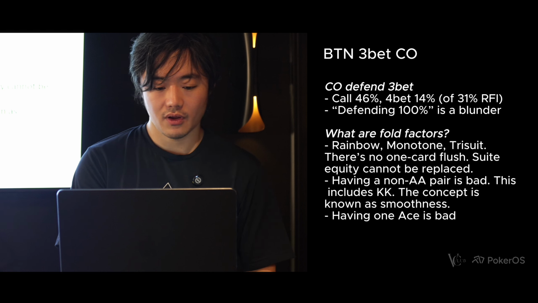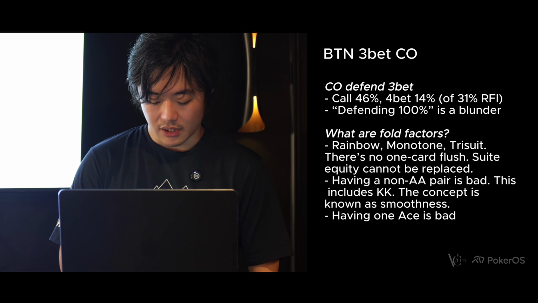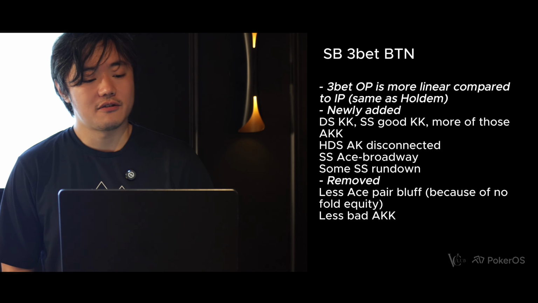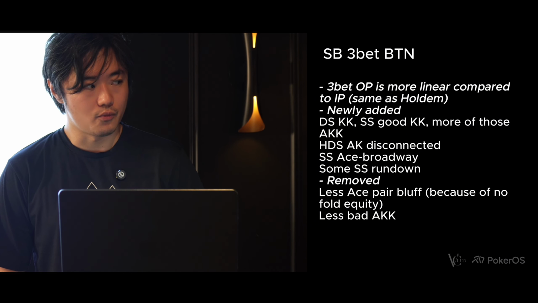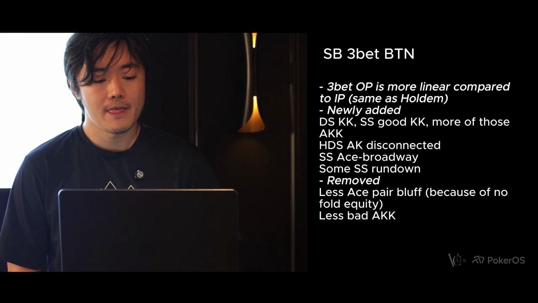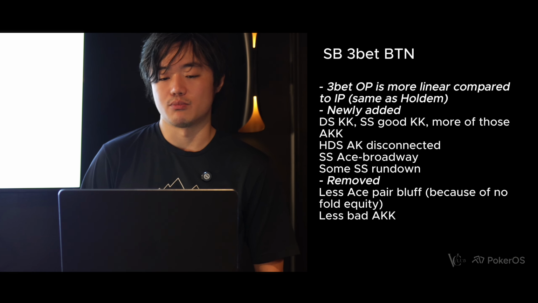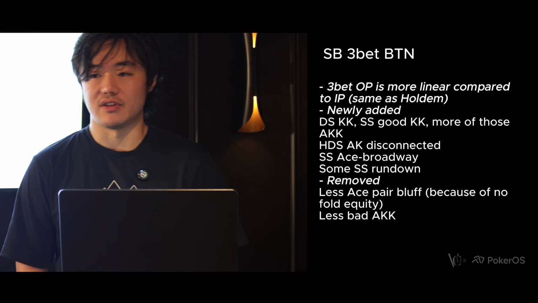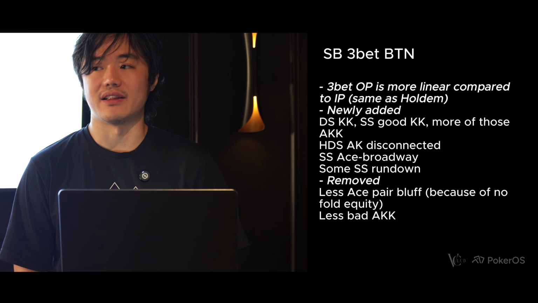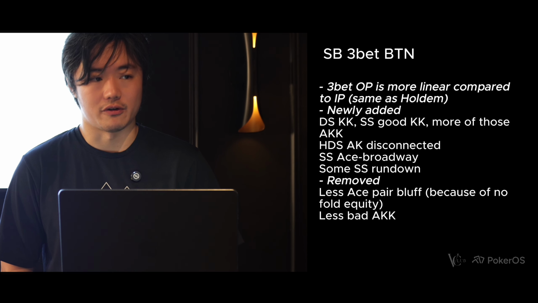Okay, so we can continue a little bit talking about 3-betting for blind positions. This is a little bit different, but not much different. We can talk about 3-bet between the small blind and button. The difference is that 3-bet out of position is more linear compared to in position. This is the same as Hold'em. So in Hold'em, button 3-bet cutoff with cold call possible. We didn't talk about 3-bet or fold strategy.